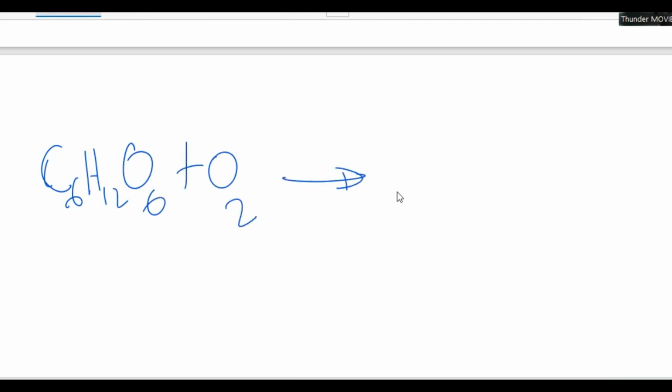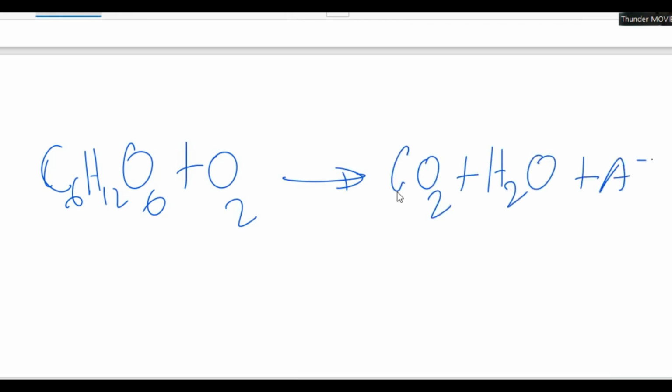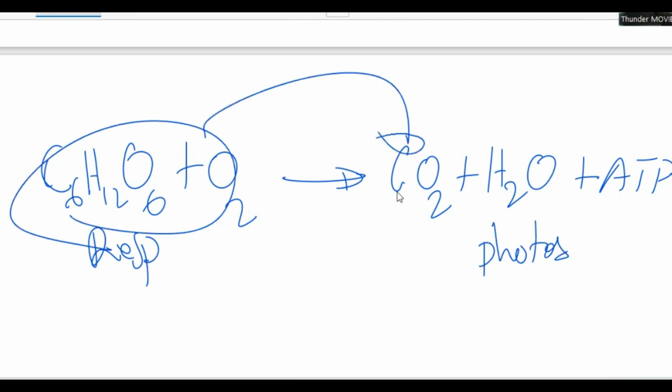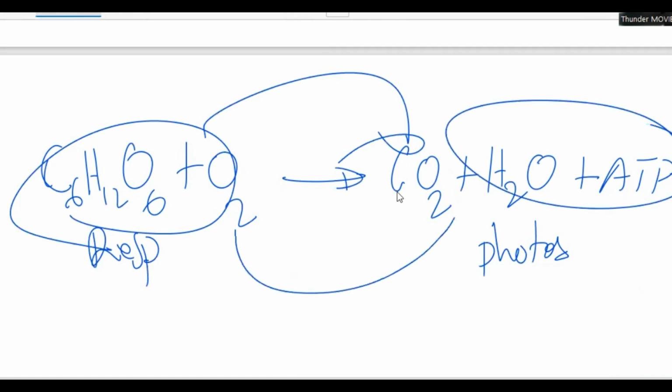Don't forget I said that you have glucose plus oxygen, you get carbon dioxide plus water plus ATP. This is respiration. And then this is photosynthesis. This is respiration, the raw material for respiration. You form these products of respiration. But the products of photosynthesis form the raw material for respiration, as I'm showing you.